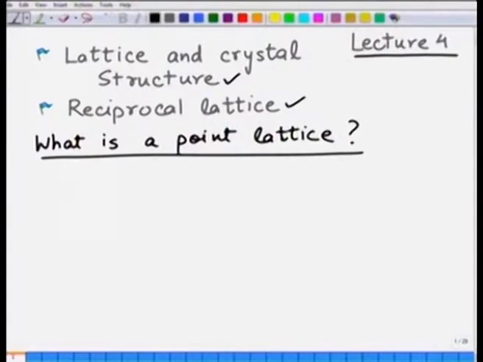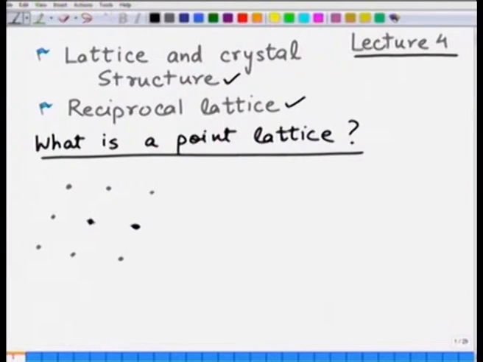You think of points arranged in space. You do not actually put something there, but you just think of them as some points in space. Let me give you an example. Let us say here are some points. Let me draw these points somewhere here, like this, like this, like this, etc. We draw something like this.